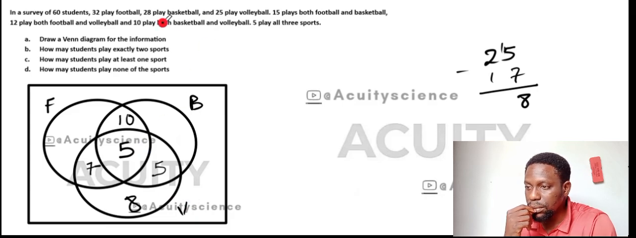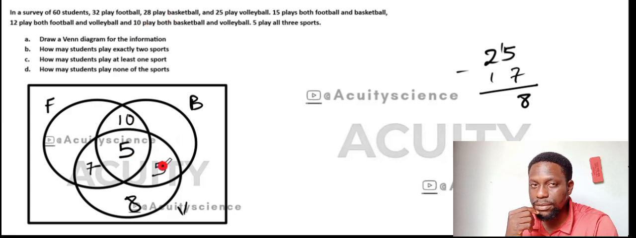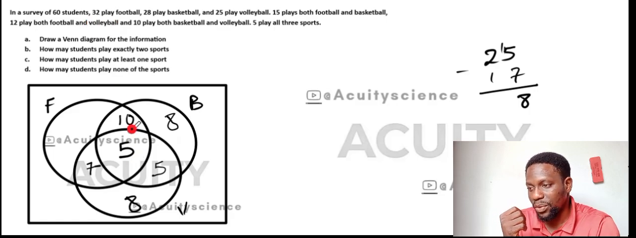Then 28 play basketball. We have 10 plus 5 plus 5, we have 20 already. So 8. And then the last one, 32 play football. We already have 15 plus 7, we have 22. Take that out of 32, we have 10.